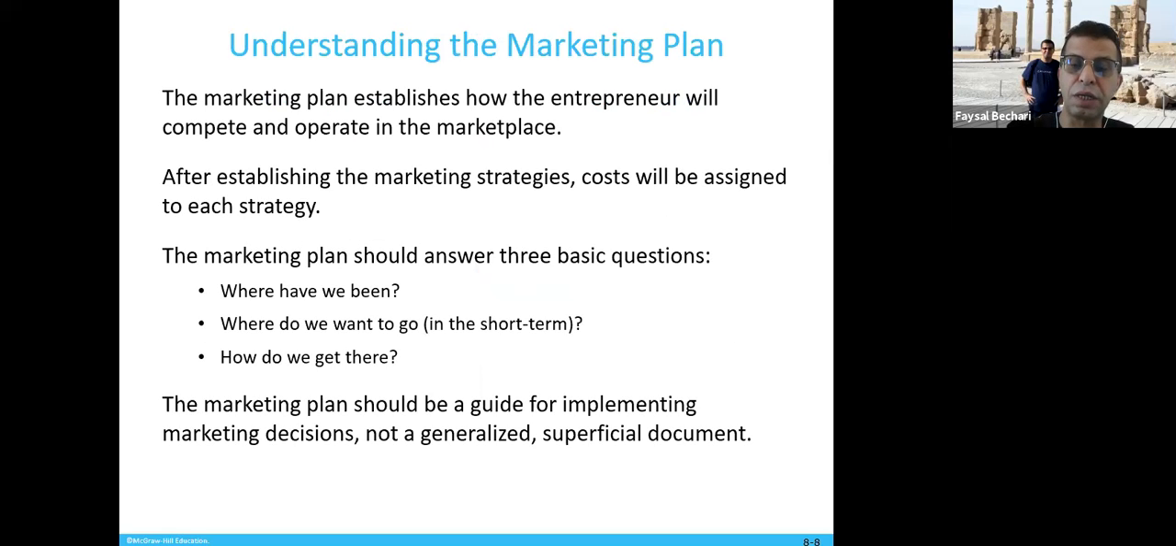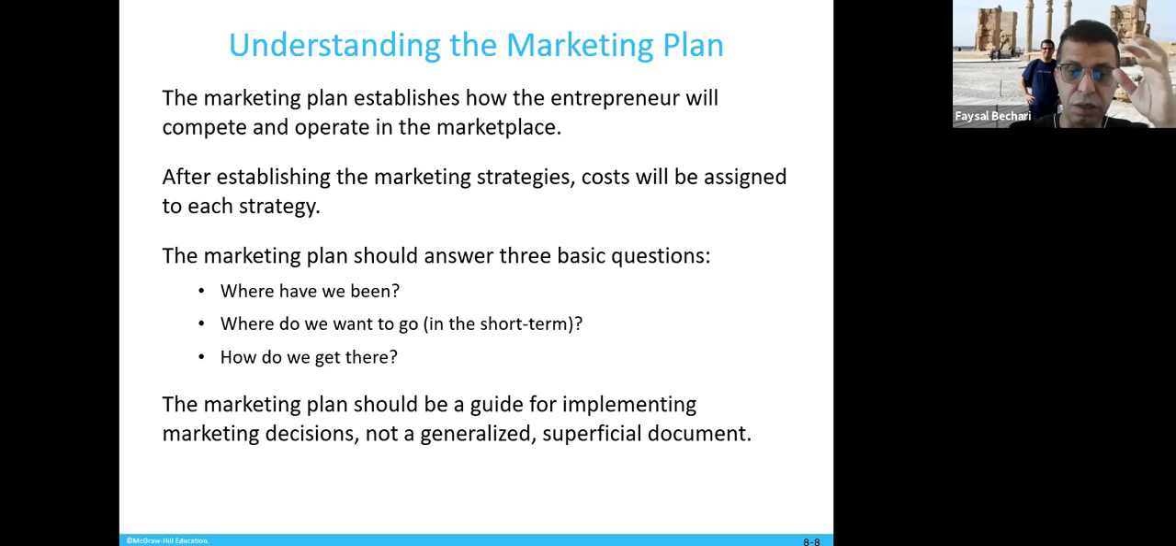Now, understanding the marketing plan. The marketing plan establishes how the entrepreneur will compete and operate in the marketplace. So it is very crucial. Anybody who will be investing in you needs to know how you operate and how you compete in this market. After establishing the marketing strategy, cost will be assigned to each strategy. So there is a marketing strategy you will build, and there is a cost associated with it.